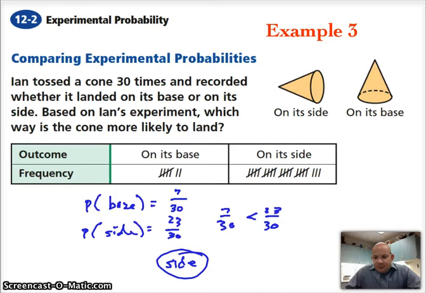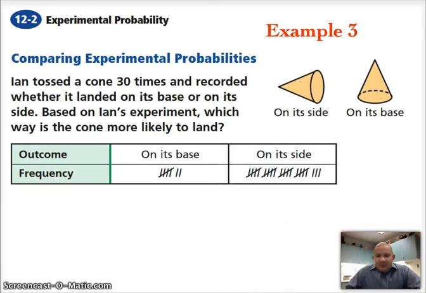The last example, I better go ahead and erase what I put up there, although you can pause and take a look at that as well. But here, Ian tossed a coin 30 times and recorded whether it landed on its base or on its side. Based on Ian's experiment, which way is the cone more likely to land? Well, it landed flat on its base, a circular base, 7 times. It landed on its side 5, 10, 15, 20, 23 times.